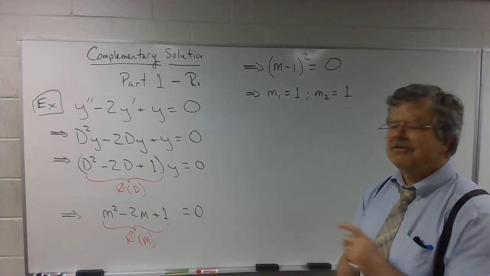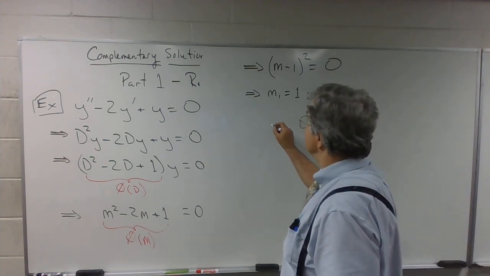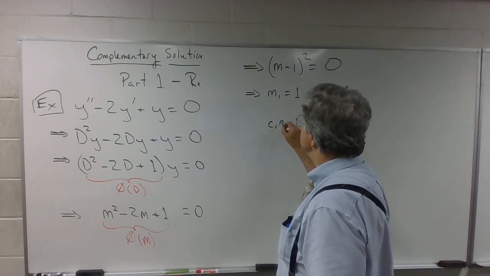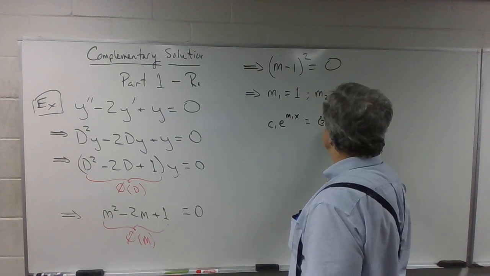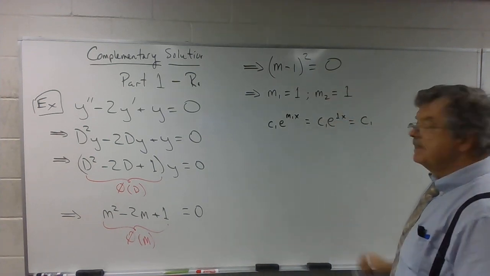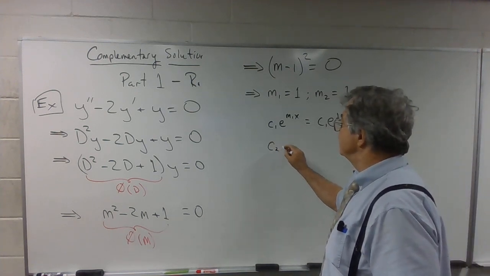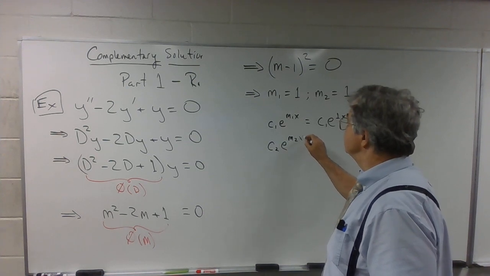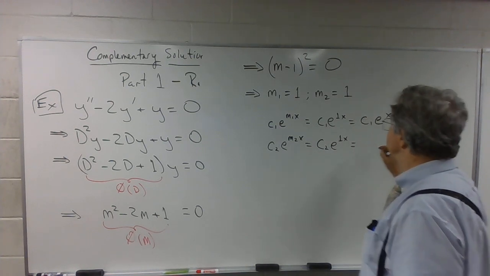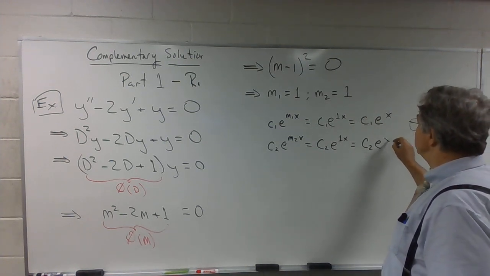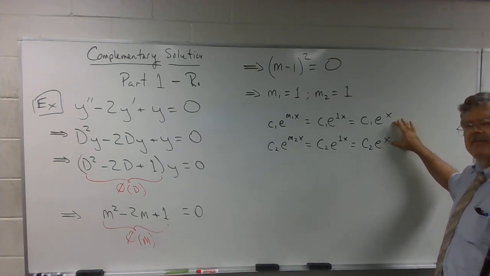I'm not going to get two distinct independent solutions from this. Now I could try this and say, okay, c1 e to the m1x, that's c1 e to the 1x, which equals c1 e to the x, and put a different constant here: c2 e to the m2x, which is c2 e to the 1 times x, which is c2 e to the x. These aren't independent solutions. They're pretty much the same solution.